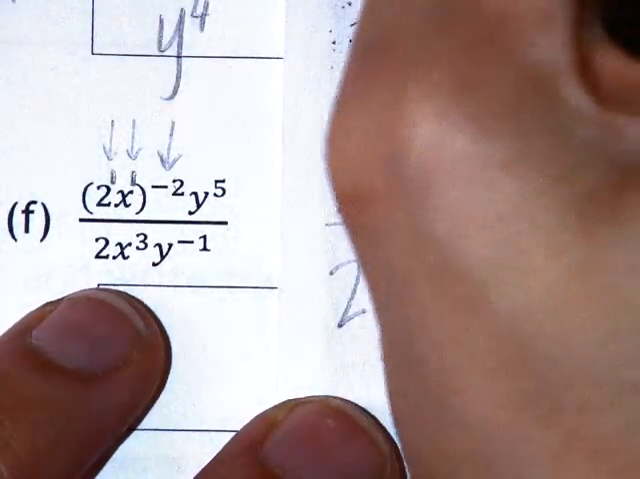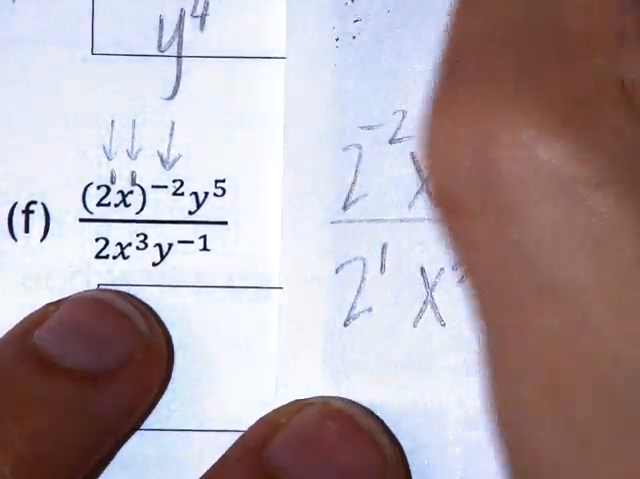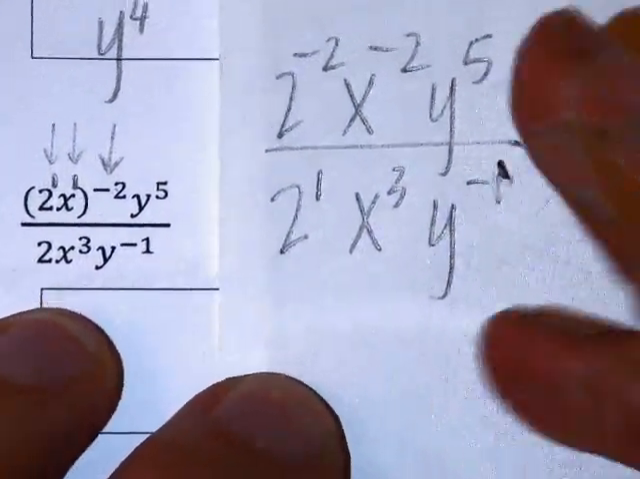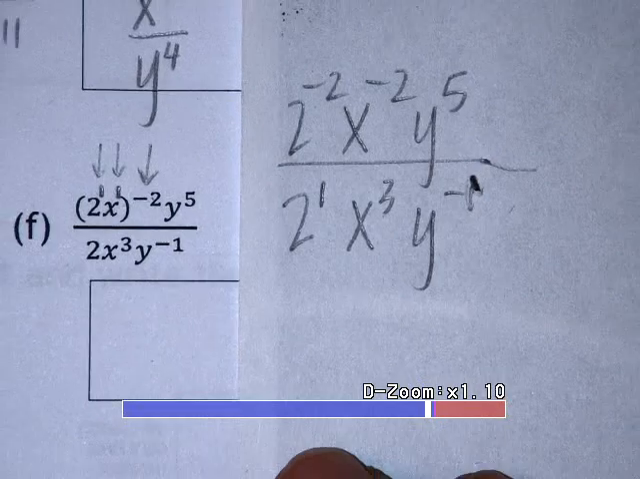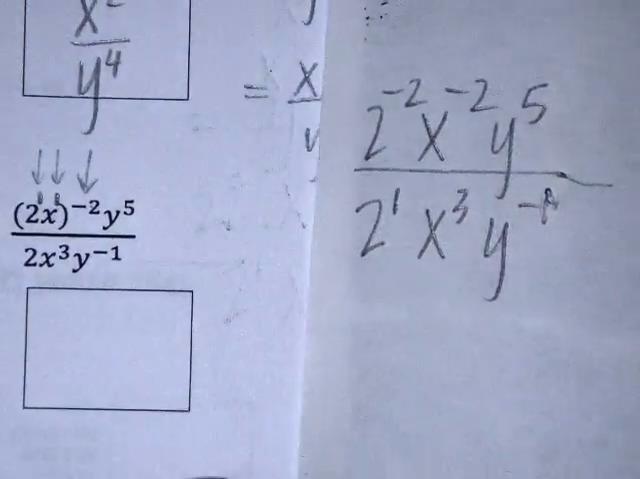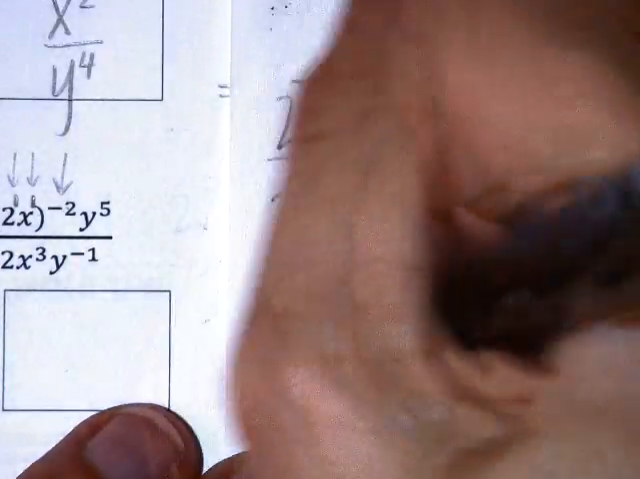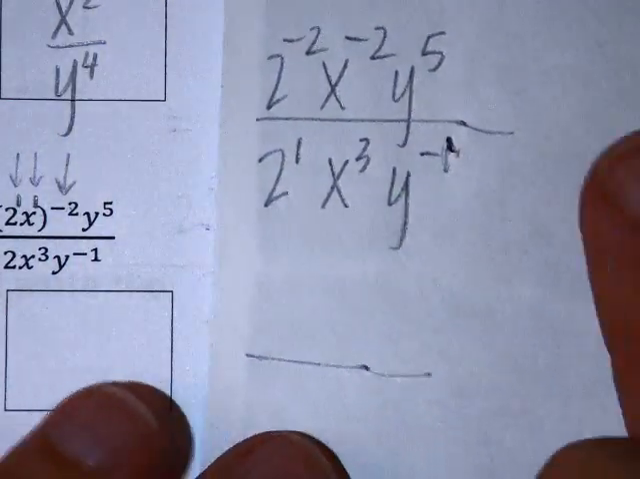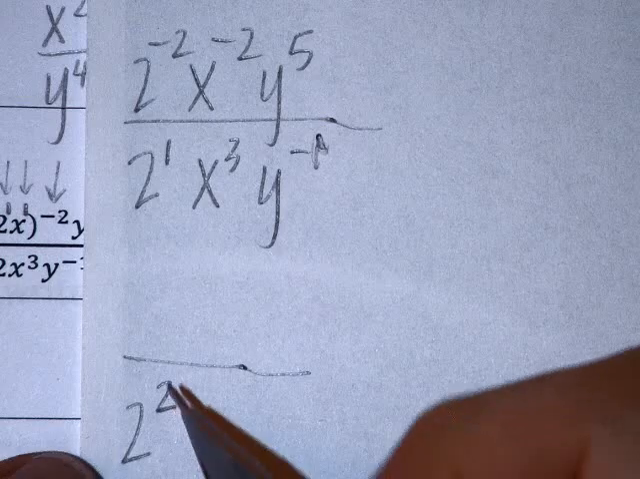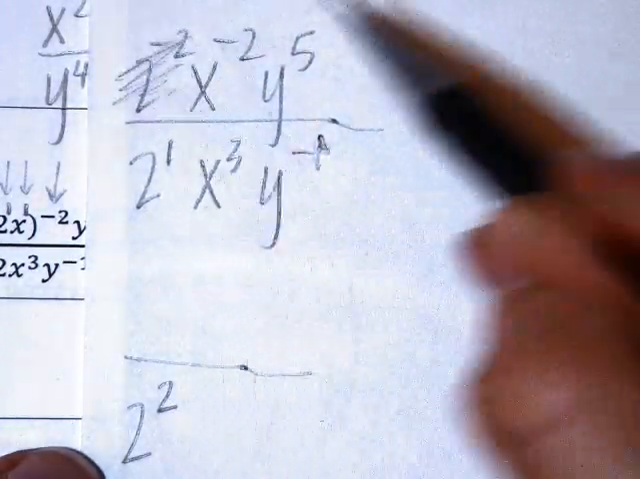X cubed is detached and y to the negative 1 is detached, but I'm seeing those things and reminding myself here, ooh, I need to flip some stuff. I need to use the negative exponent situation that we've got. So let's see what we can do with a negative exponent. I don't have a lot of negative exponents that I can use, but I can do some of them. 2 to the negative 2, that's a negative exponent, so that means it flips down to the bottom, becomes 2 to the positive 2. I'll cross it out to show I dealt with it.